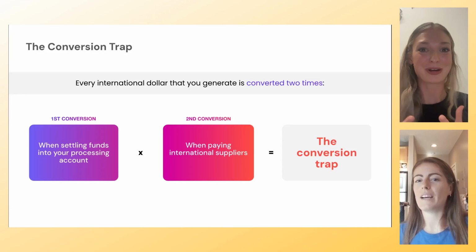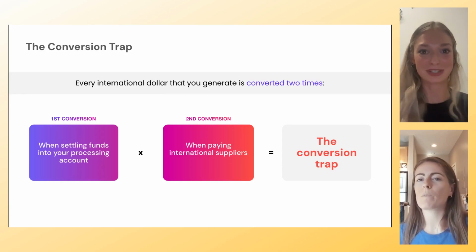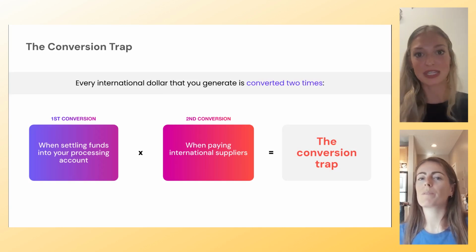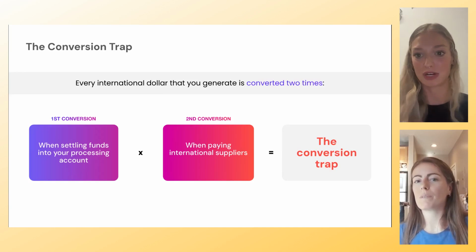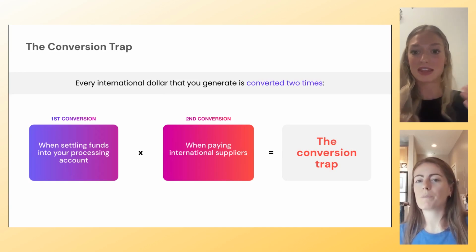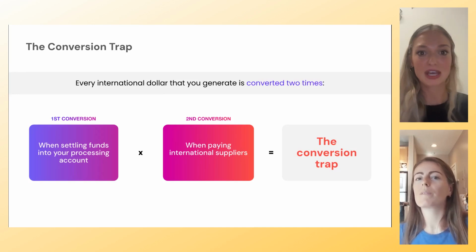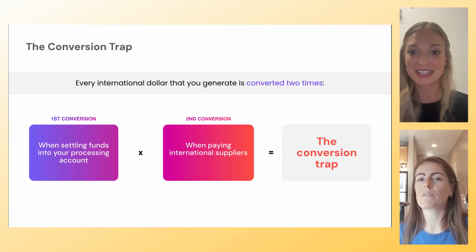Yikes, lost 1 or 2, maybe more, 3% on that FX exchange, settling it into my bank account. From there, I need to pay my supplier who's in Italy for that local olive oil. So I send it back. That's going to be another 2-3% on that foreign exchange transfer. That is going to cost me a lot of revenue and my margins are going to slowly decrease. That's the conversion trap, and it happens a lot to small to medium businesses, especially as they're operating internationally.